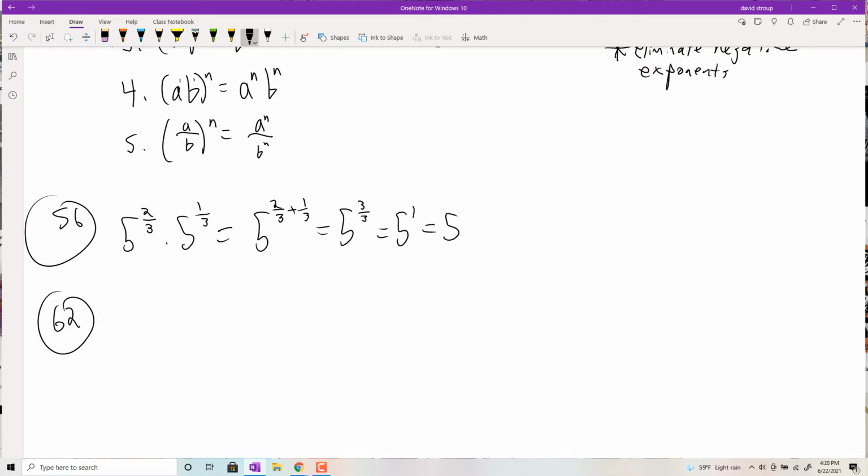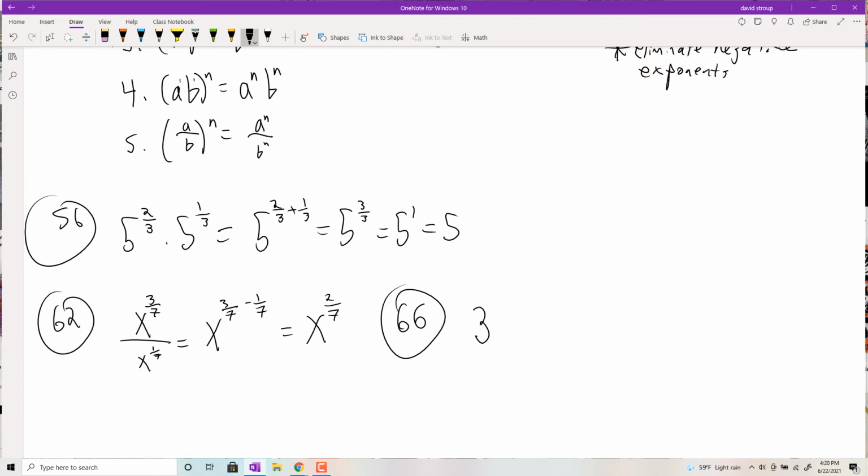Let's look at one with some variables. x to the 3/7 all over x to the 1/7. So I subtract the exponents. 3/7 minus 1/7. That'll be x to the 2/7, and then that'll be it. Okay. Let's look at 66. So power of a power, 3 to the 4/5 raised to the 5th. Multiplying, I have 3 to the 20/5, which is the same as 3 to the 4th. Okay. Then 3 to the 4th.